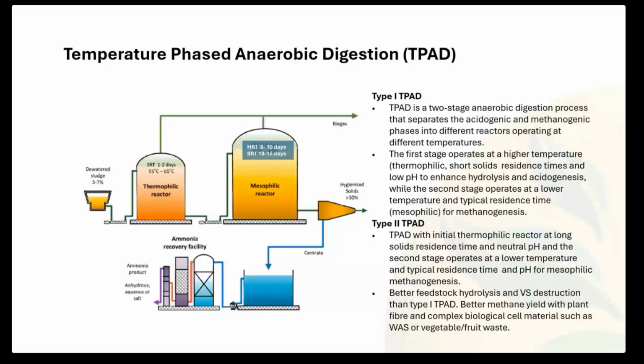Type 2 TPADs are slightly different, where we make the first digester much bigger than in the type 1 TPADs, getting a long solids residence time in excess of 15 days, and therefore quantitative breakdown of the organic matter under the preferable thermophilic temperature at higher rates, and then pumping that from a type 2 system through the mesophilic reactor, very similar to the mesophilic reactor in a type 1 TPAD system.